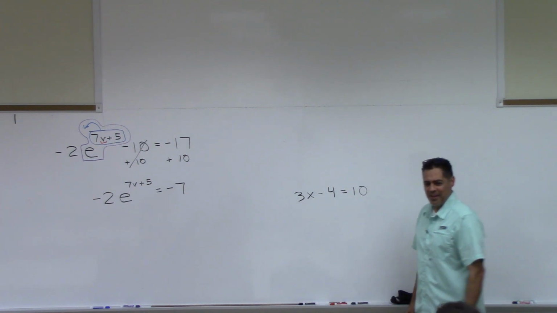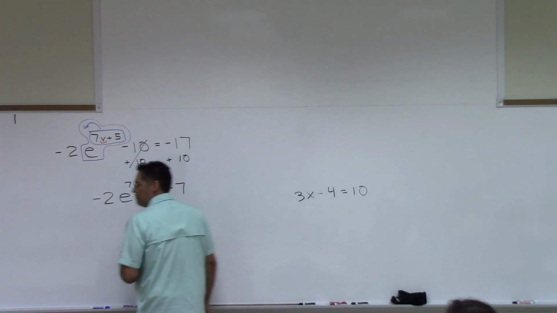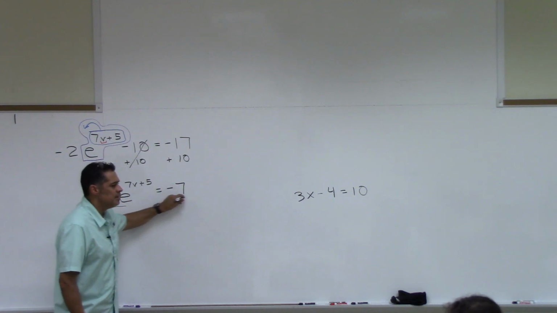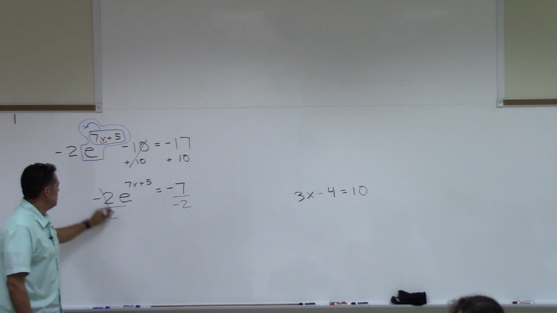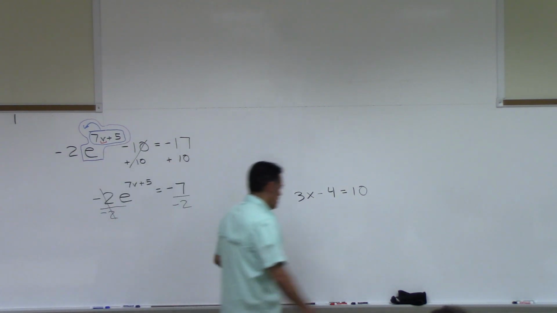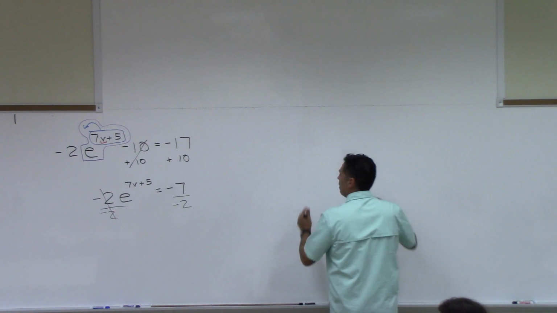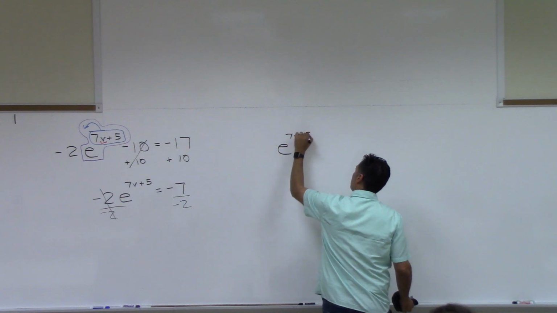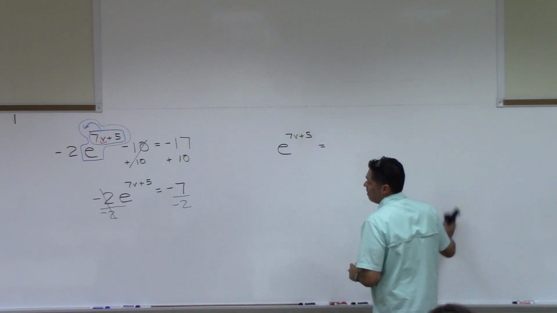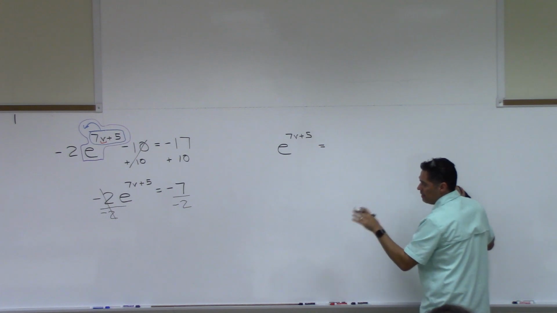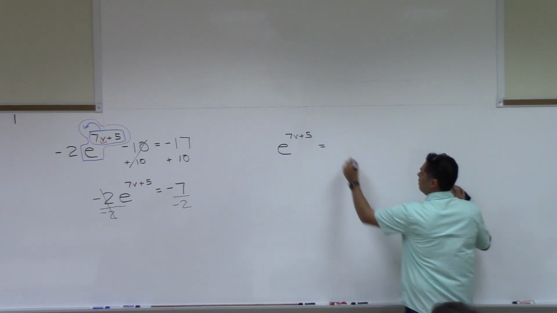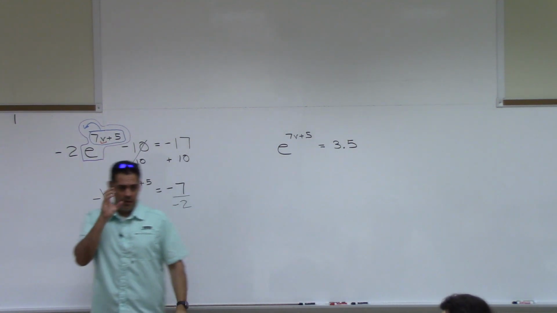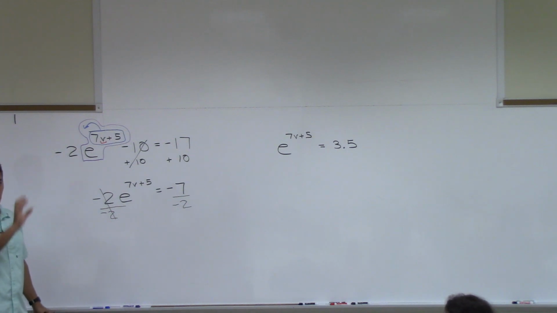I forgot my calculator again. Now what? Divide everything by negative 2. Negative 2 here, negative 2 here. The negative 2's go away, right? So now on the left-hand side you have e raised to the 7v plus 5 equals, and on the right-hand side that's going to be a positive number, right? Negative divided by negative is positive. 3.5. All right, we have isolated the thing that's being raised to that variable power.